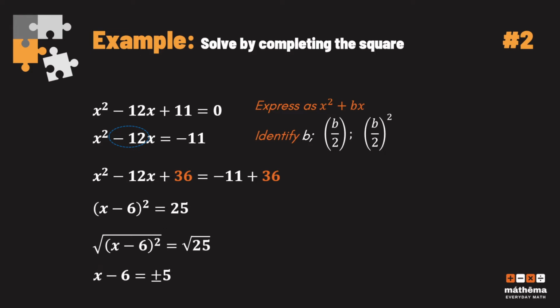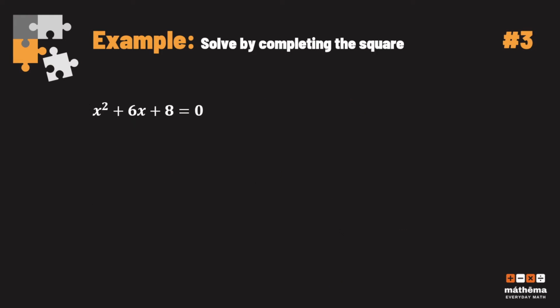We will now solve for x. x will be 11. The other one will be a positive 1. And this will be our solution. Again, to check, simply substitute these values to our equation. We'll have example 3. We have x squared plus 6x plus 8 is equal to 0.